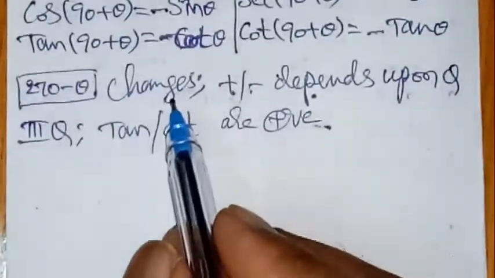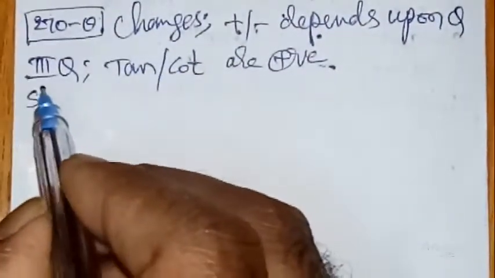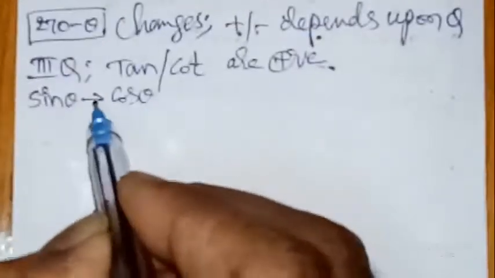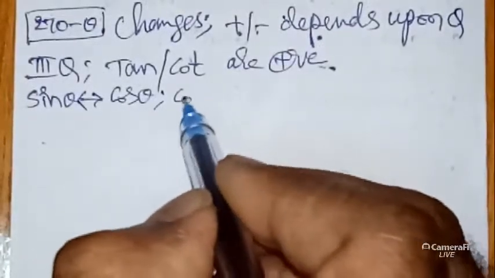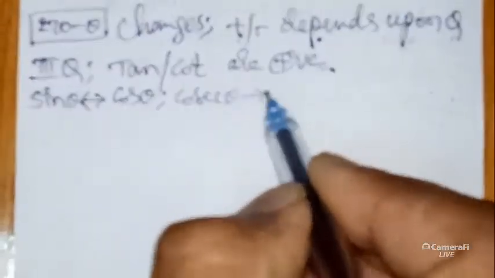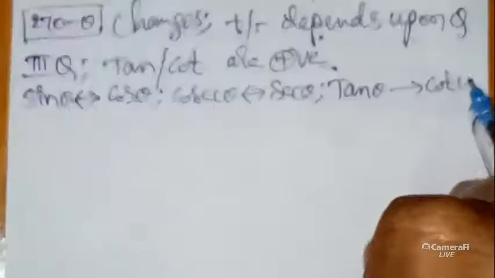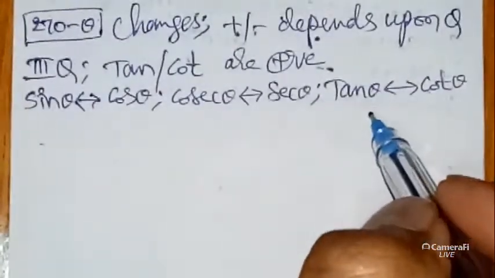Next, changes are applicable. So what are the changes? I can write here, my dear students. Sin is changing to cos, cos changing to sin, cosecant theta is changing to secant theta, secant theta is changing to cosecant theta, tan theta is changing to cot theta, cot theta is changing to tan theta.